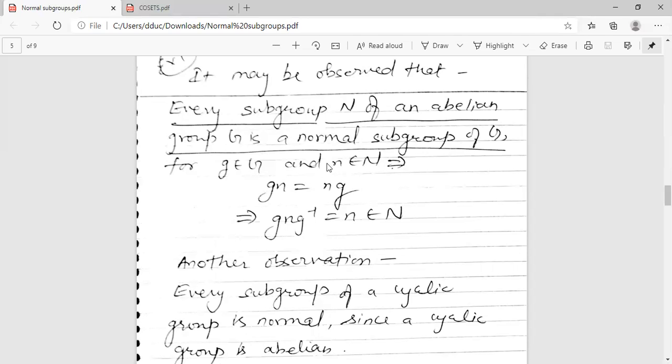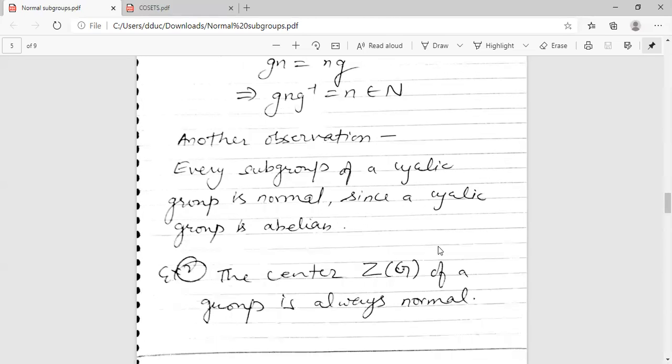Why are we saying that N is a normal subgroup of G if N is a subgroup of an abelian group? For g belongs to G and n belongs to N, gn is equal to ng, because if n belongs to N and N is a subgroup of G, then n belongs to G as well. So you have two members, g and n of capital G, and G is abelian, so gn is equal to ng. From here you can multiply g inverse on the right hand side. So gng inverse will be equal to n into identity, and n identity will be n. So gng inverse is equal to n, and n belongs to capital N. So gng inverse belongs to capital N. That means N is your normal subgroup by your normal subgroup test.